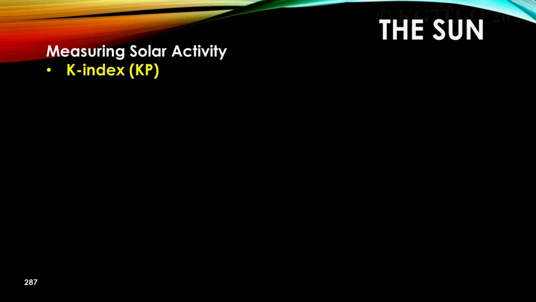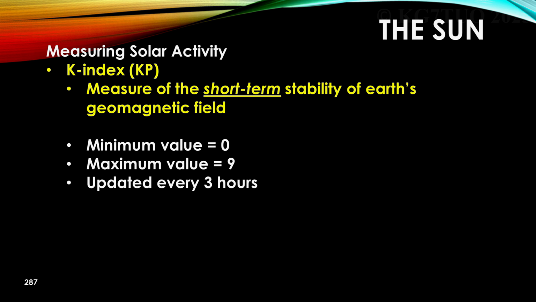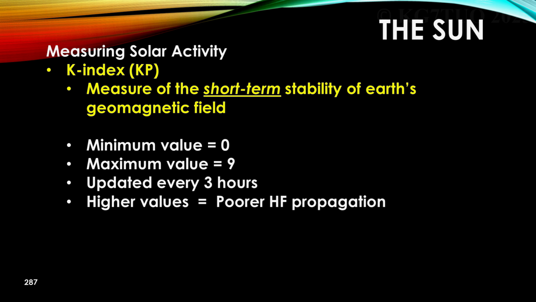The K index is a measure of the short-term stability in a geomagnetic field. So we're not talking about what would cause good propagation, we're talking about what gets in the way of good propagation, and stability is one of those. If it's unstable, you've got a lot of variation, you've got a lot of noise. The minimum value is 0, maximum value is 9, updated every 3 hours. Higher values equal poor HF propagation.